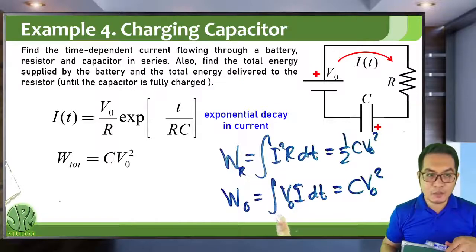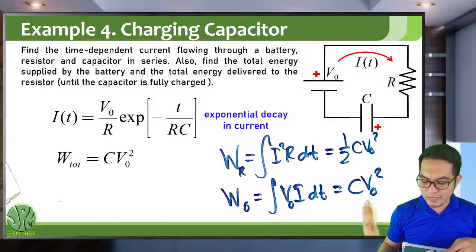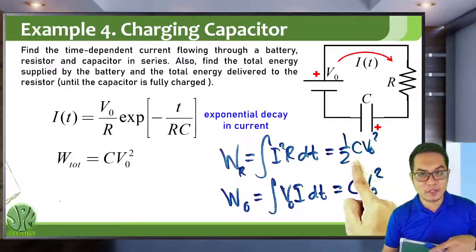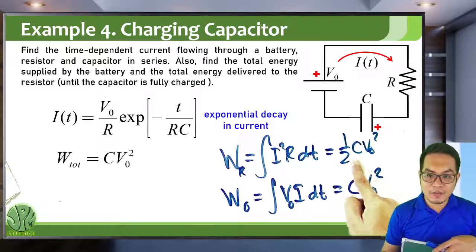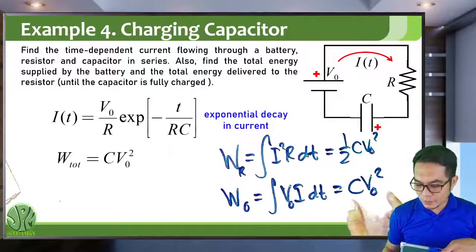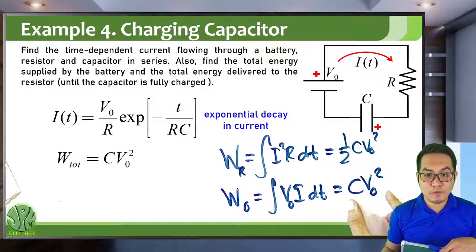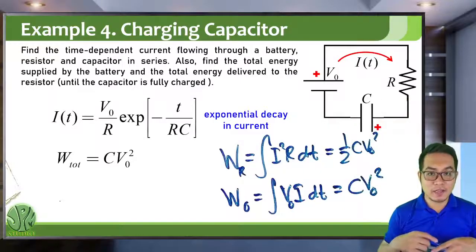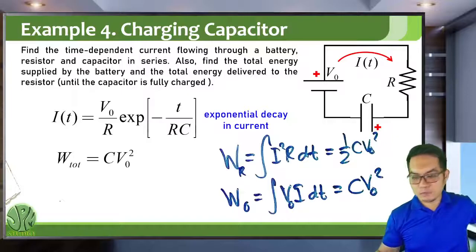So this is the energy supplied by the source. It's CV naught squared. Half of that goes to the resistor, 1/2 CV naught squared, and the other 1/2 CV naught squared goes to the capacitor. So the total energy supplied by the battery is CV naught squared. Half of that goes to the resistor, and half of that goes to the capacitor.